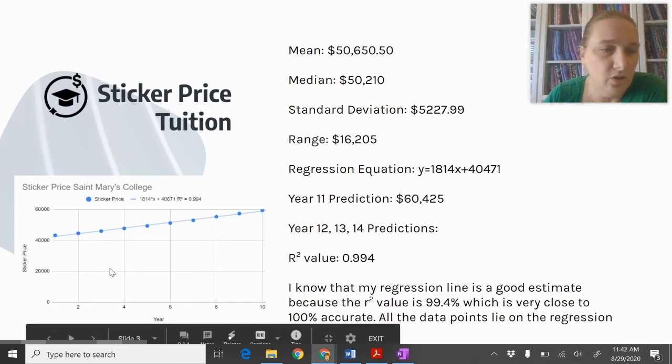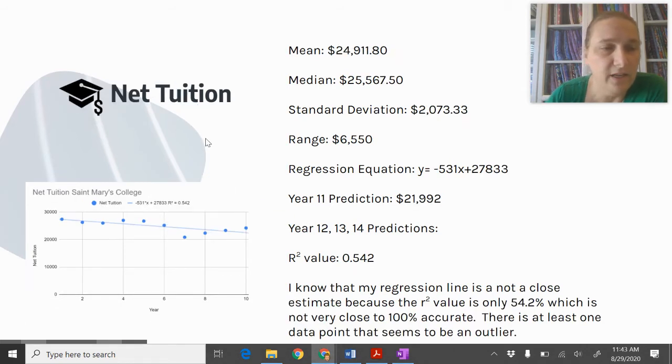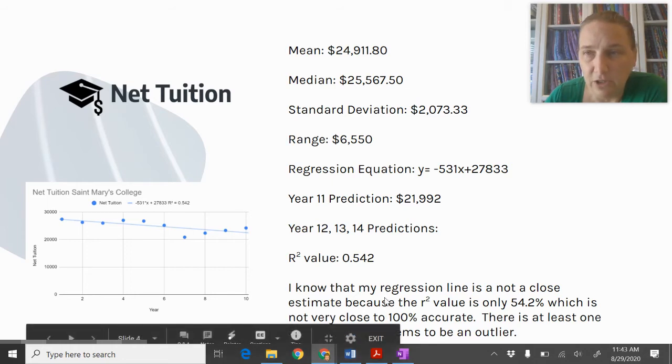Okay, and then you also should be putting the graph of the sticker price on there, which again, you can probably right click the graph and just copy and paste. Then you have your net tuition of, and I really should have probably put St. Mary's College on here because that's our college one. I have my net tuition with all of the same calculations.